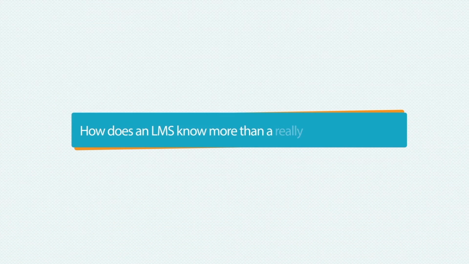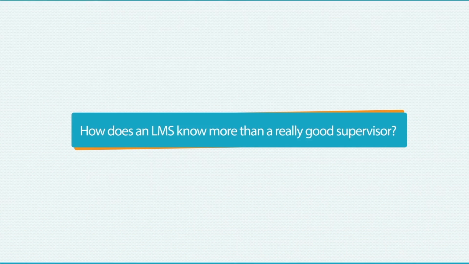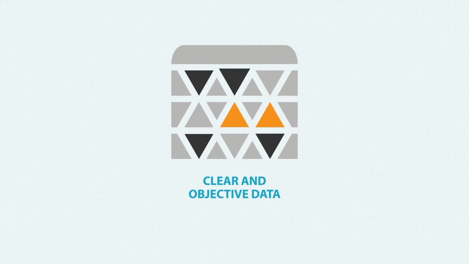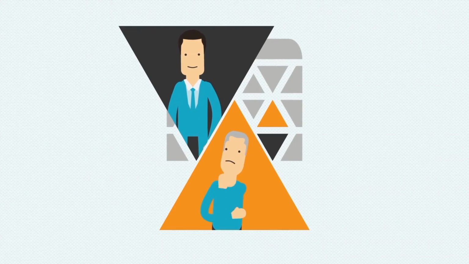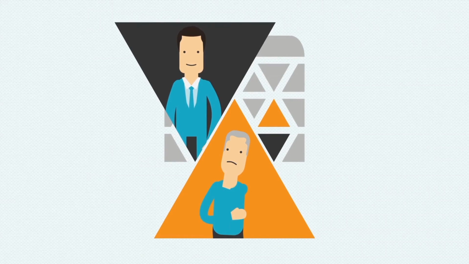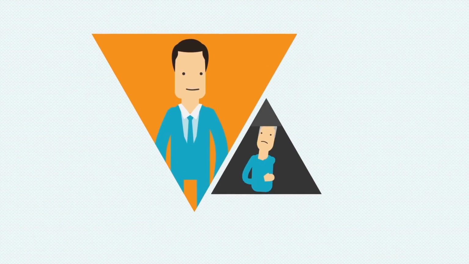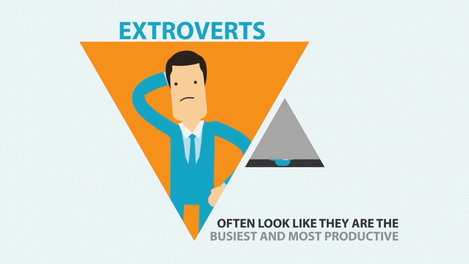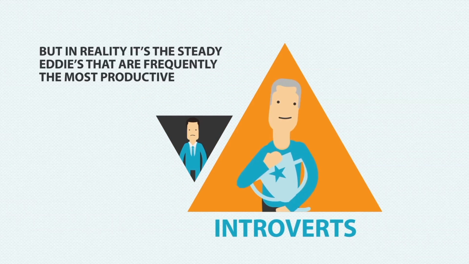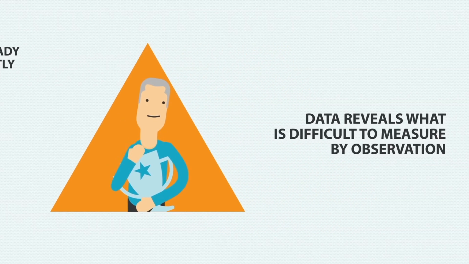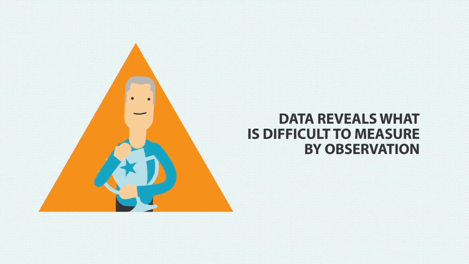How does an LMS know more than a really good supervisor? An LMS provides clear and objective data. Supervisors are frequently surprised to discover who are the really great performers when an LMS is first rolled out. For example, extroverts often look like they are the busiest and most productive, but in reality, it's the steady eddies that are frequently the most productive. Data reveals what is difficult to measure by observation.